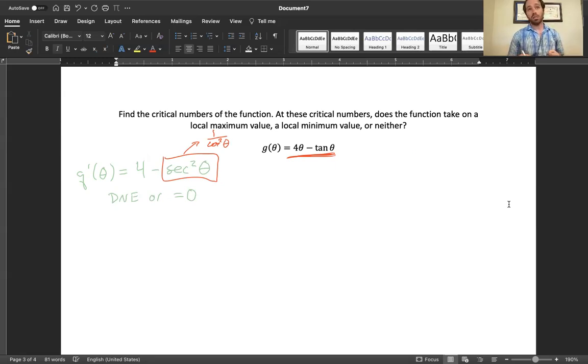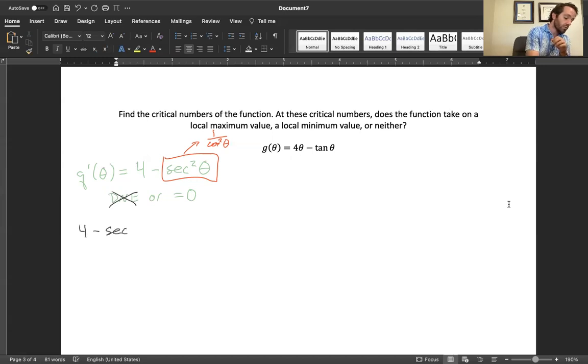and it's not possible for the function to have actual local max or min values there, but we really shouldn't be listing them anyway because they're not even in the domain. So we're not going to worry about tangent causing the function not to exist. Or rather, we're not going to worry about secant causing the derivative not to exist. So this one is out of the question. We need to see when it's equal to 0, though.